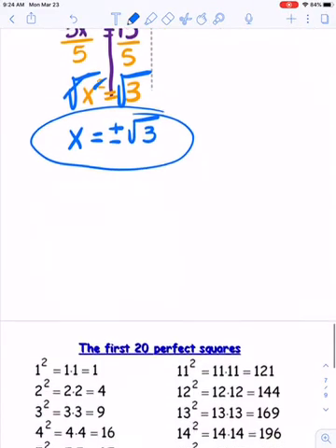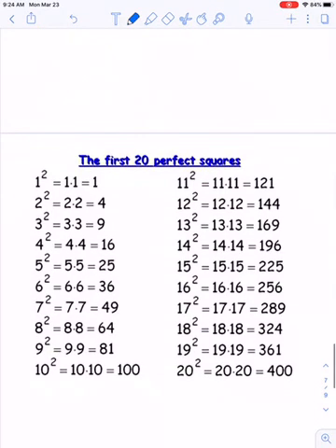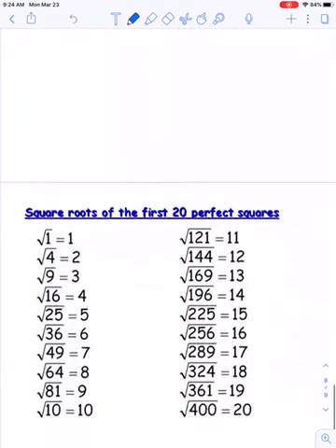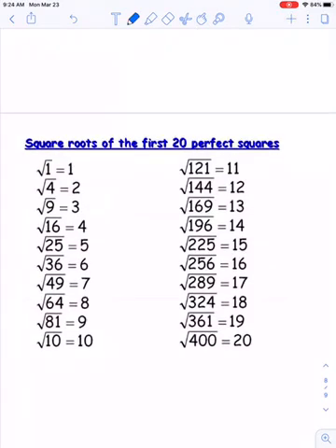Just on the next couple of pages here, I have the first 20 perfect squares. Probably even more helpful than that is this page right here, the square roots of the first 20 perfect squares. Again, it's super helpful if you know at least up through this one here. The square root of 169 is 13. If you know everything under that, it'll make these problems go quite a bit faster for you.